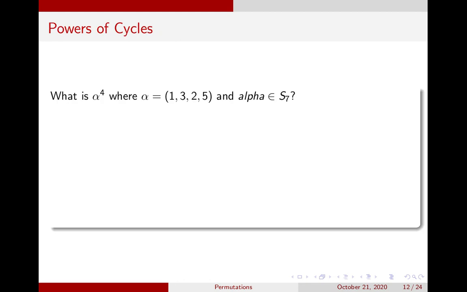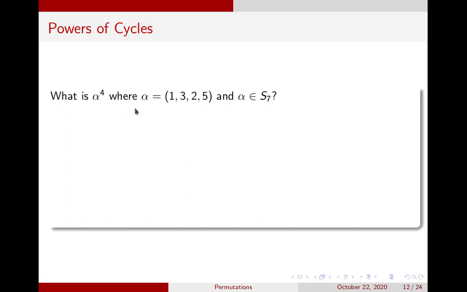And now let's look at powers of cycles. So I'm calling this permutation alpha. In cycle notation, it's a cycle 1, 3, 2, 5. This should be the Greek letter alpha. There we go. Much easier to edit the video as I go than to edit the video at the end.